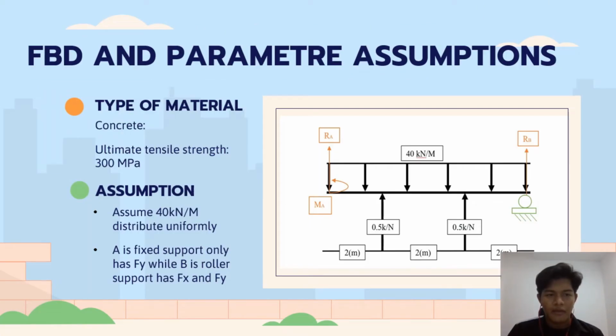Next is the free body diagram. This is the free body diagram that we made for the bridge, our chosen actual structure. The material of the bridge is concrete. It has an ultimate tensile strength of 300 megapascal. The force that will be applied on the bridge, we assume as 40 kilonewton per meter. For the two poles, we assume that each pole is 0.5 kilonewton per meter.